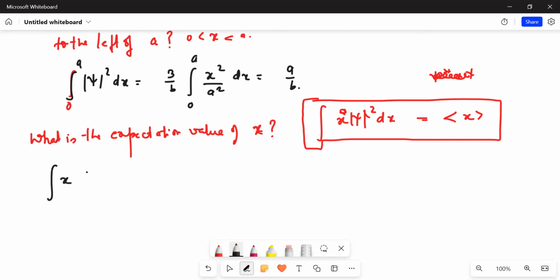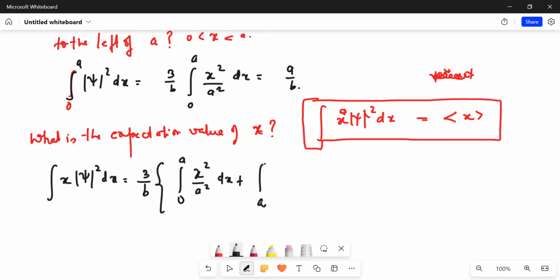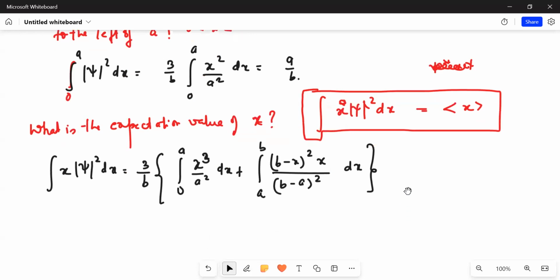So expectation value of x would be x psi mod whole square dx. It would be equals to, I think, mod a whole square will come here. I already know mod a whole square, so why keep writing it time and again? Directly write it as 3 upon b. Inside, from 0 to a, the value is a square x square upon a square, plus from a to b. What is that wave function? So it is b minus x whole square. I think one more x should come, so this will be x cube. One more x will come here, and this will be like b minus of a whole square. And then there would come dx here. I think it is clear.